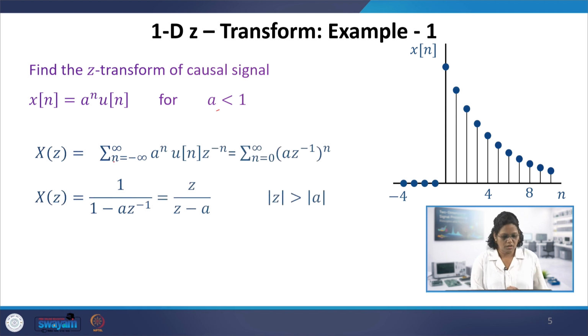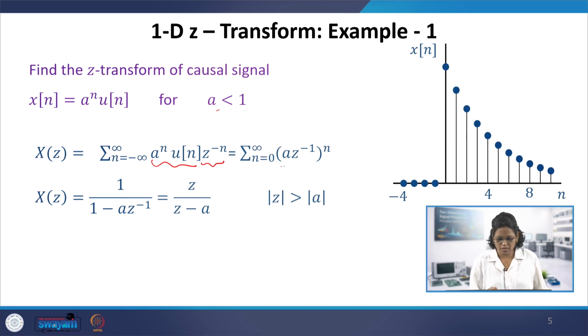So X of Z we can say is the summation with n varying from minus infinity to plus infinity, substituting x of n as a power n u of n, times Z power minus n, that's taking the Z transform of it. So u of n exists only where n is greater than or equal to 0. So this summation is valid only for n greater than or equal to 0. So we change the limits to n from 0 to infinity, of a Z power minus 1, to the power n. It's a very basic example.